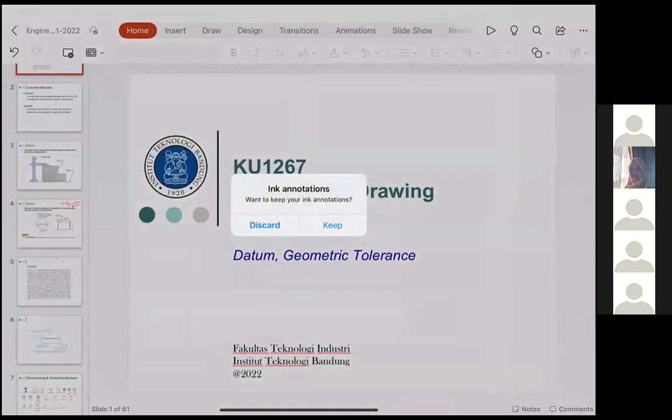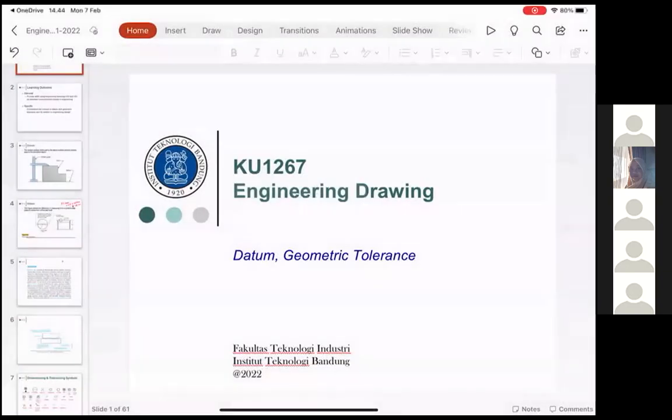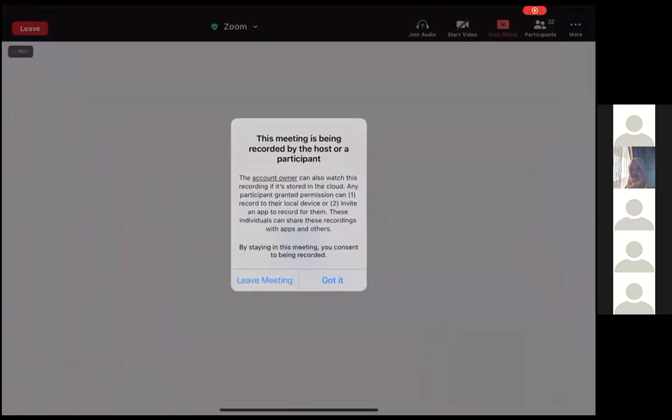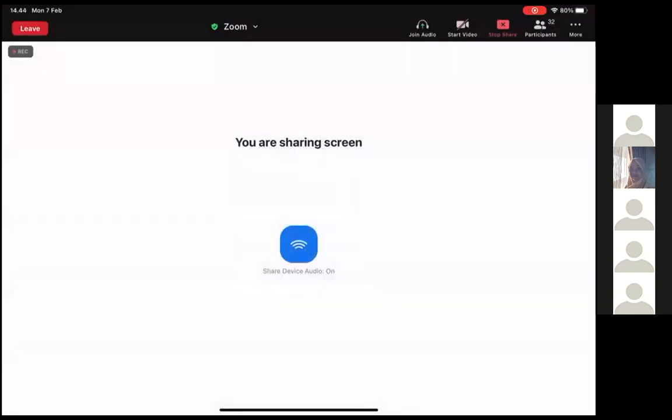All right, looks like this is the end of the slides, but before that, let me stop sharing here, and I would like to explain to you about the book that we use.